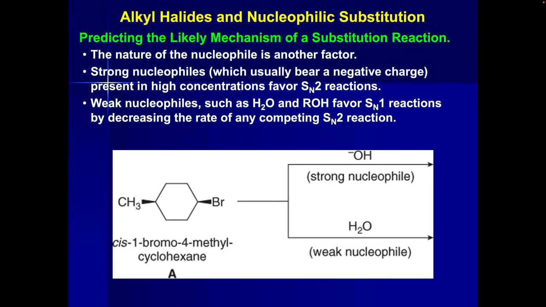All right, so let's do another prediction. This is another kind of reaction, except this time it's not really a competition reaction. It's two separate flasks. All right, so Jason took this alkyl bromide and he puts it in one flask with the strong nucleophile hydroxide, and he puts some of it in another flask with water, which is a weak nucleophile, and then lets the reactions go to completion.